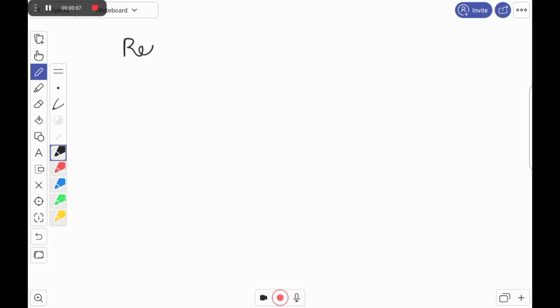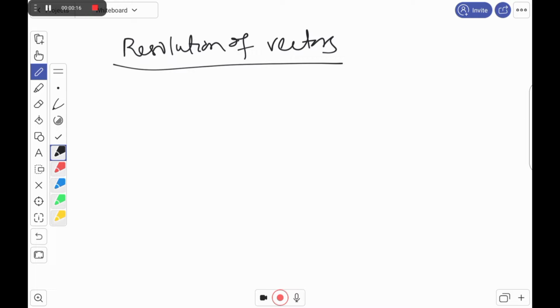Today we are going to discuss resolution of vectors. What is this resolution of vectors? Resolution of vectors means splitting of the vector into components in different directions, and again when we combine these components we are going to get the same vector, children.